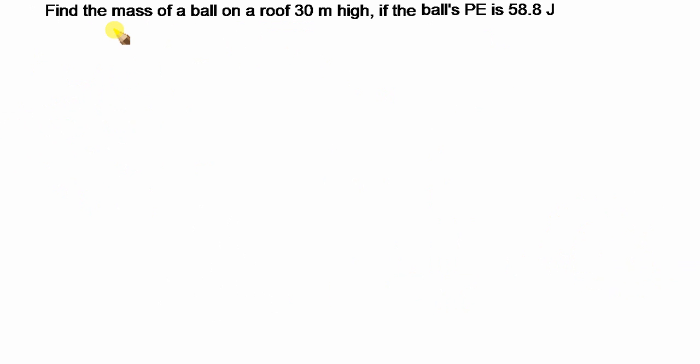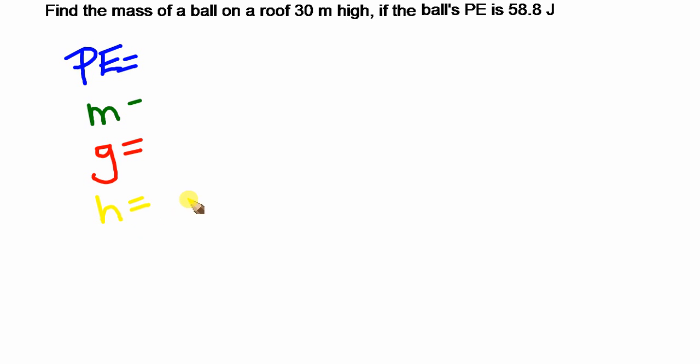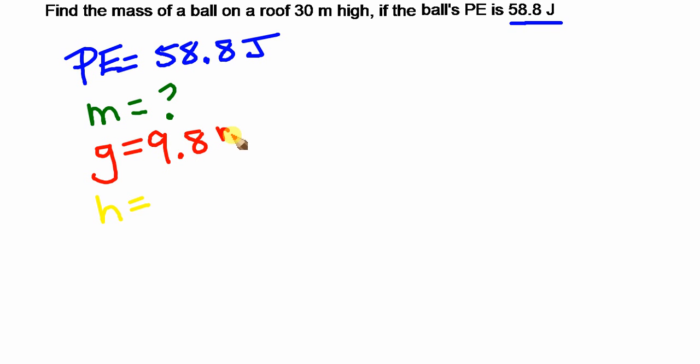Do the next one. Find the mass of a ball on a roof 30 meters high if the ball's PE is 58.8 joules. So my variables are potential energy, mass, gravity, and height. It tells me find the mass of the ball, so I am trying to find mass here. Now it's time to identify some values. Potential energy always has the units of J, so I see that I have 58.8 J, or joules. G, we know, is every time 9.8 meters per second squared. And my height is 30 meters.